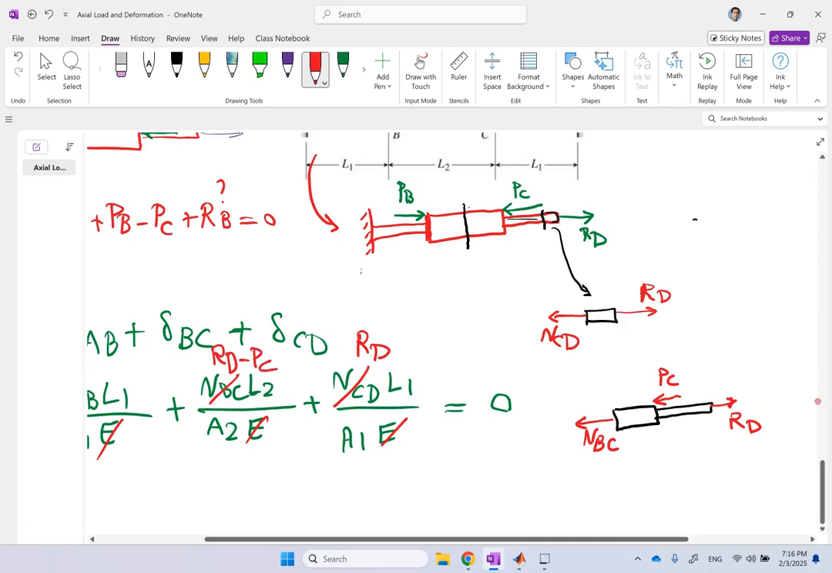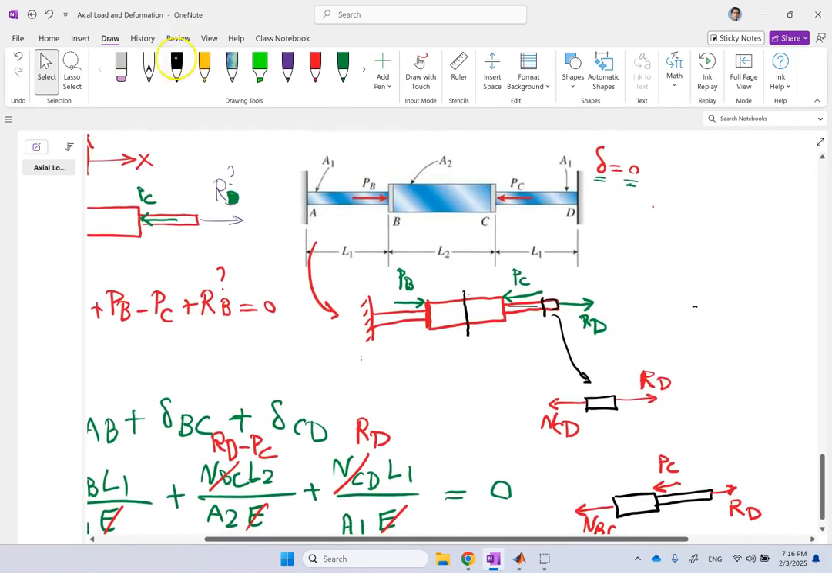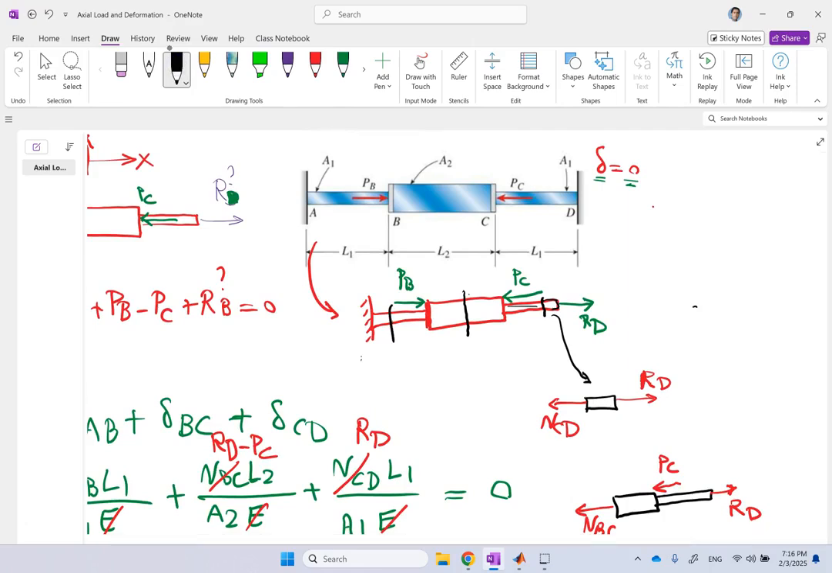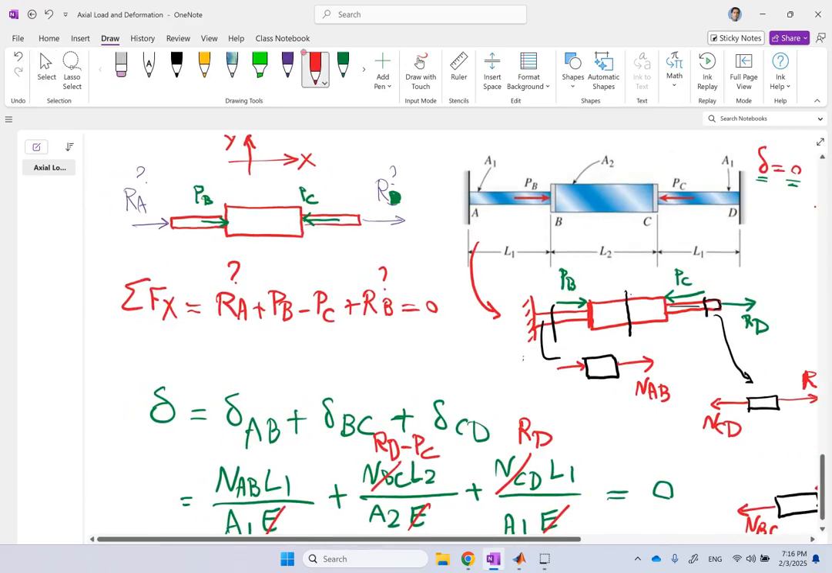Okay, so we found this one. And finally, we cut between A and B. If you cut between A and B, again, you have a left side and a right side. This time I would look at the left side of it. And on the left side, we have this axial force NAB. And on this side of it, we have that reaction that we just had, RA. And clearly, looking at these two, NAB has to be negative RA.